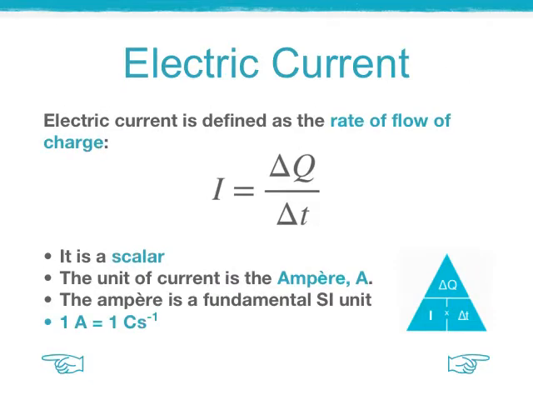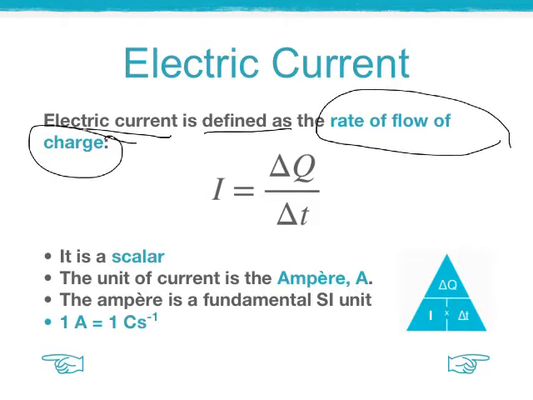Let's write that down a little bit more formally. Electric current then is defined as the rate of flow of charge. Yes, you do need to learn that off by heart. And here is our formula.